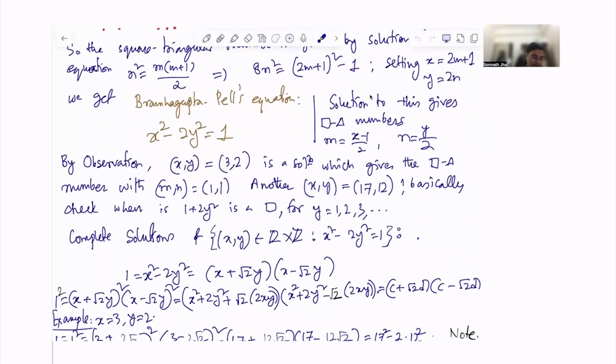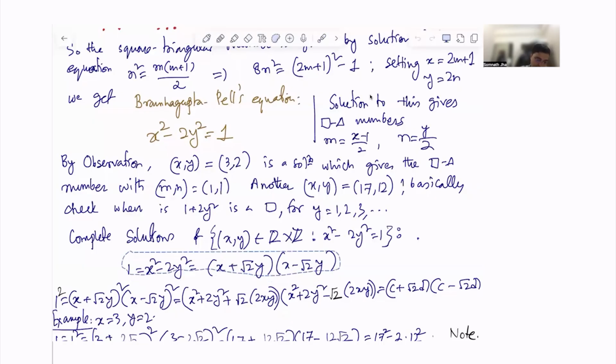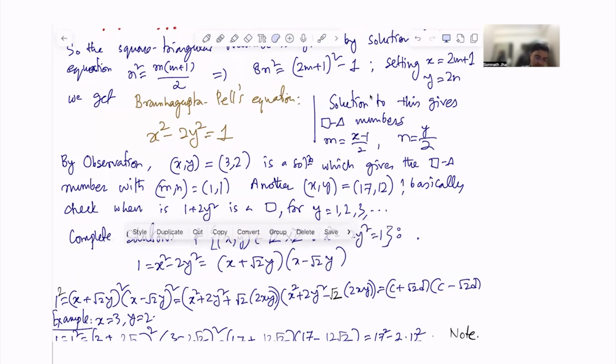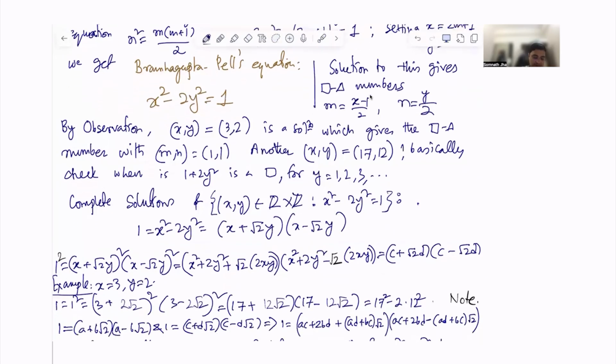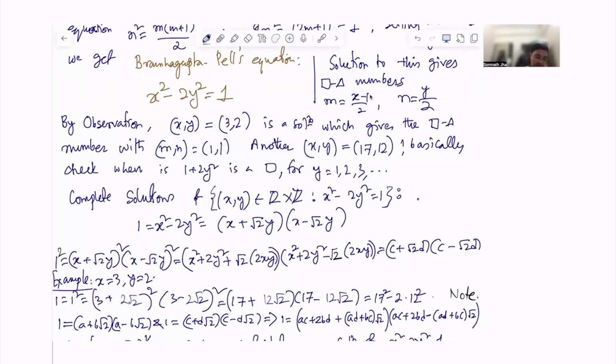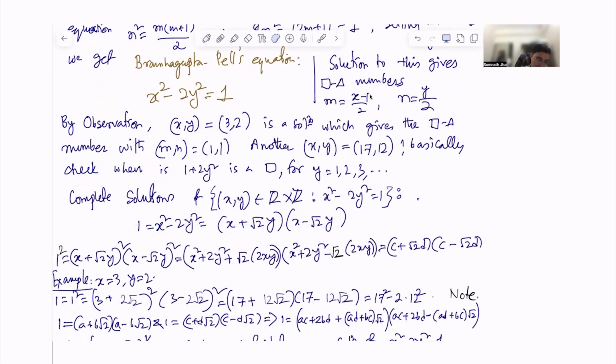So again, what you are looking at is 1 equal to x square minus 2y square, which can be written as (x plus root 2y)(x minus root 2y), and (x, y) we are looking at in Z cross Z. And in fact, once I find a solution, (minus x, minus y) is also a solution, so I can take x, y to be positive. So anyhow, then you get 1 square. So this thing we did: if you find one solution, then you compose them to get two solutions.